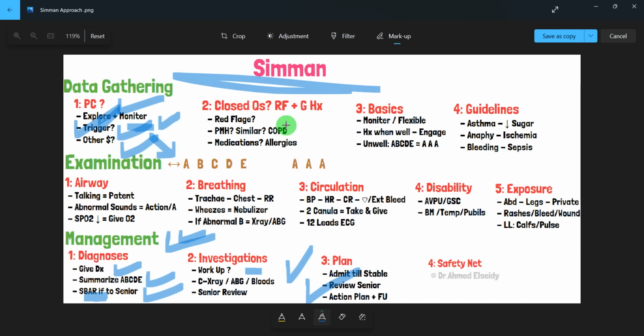Second step in history, as usual, is specific closed questions about red flags. For example, if he is coming with shortness of breath, you will think about any chest pain as a red flag, or any leg pain or leg swelling as a red flag.